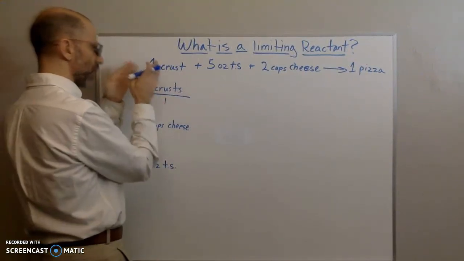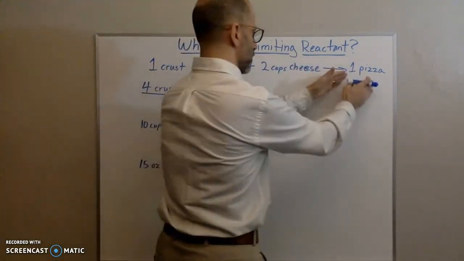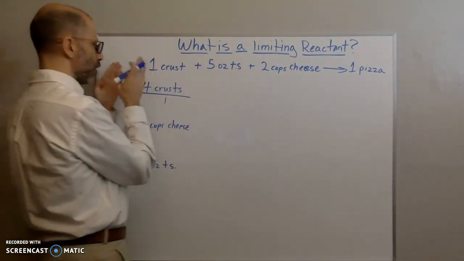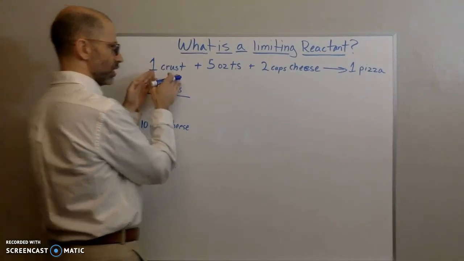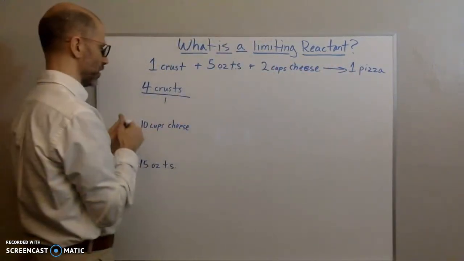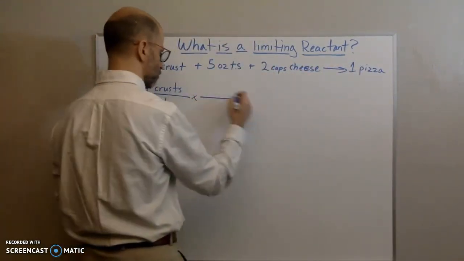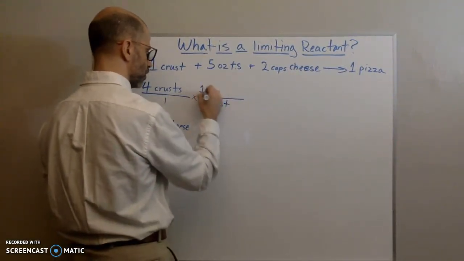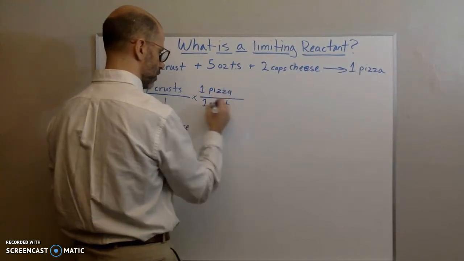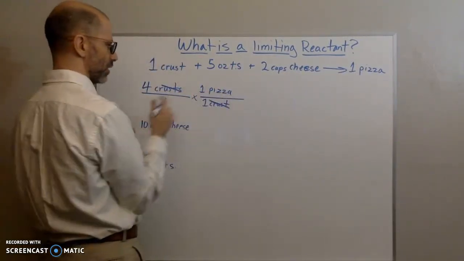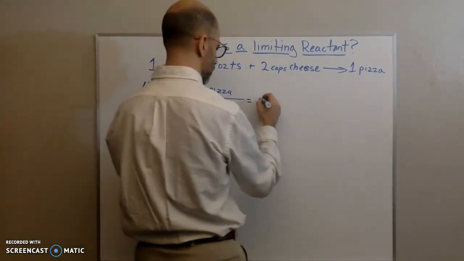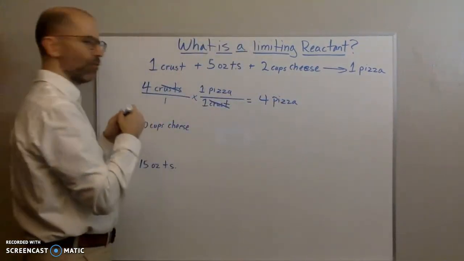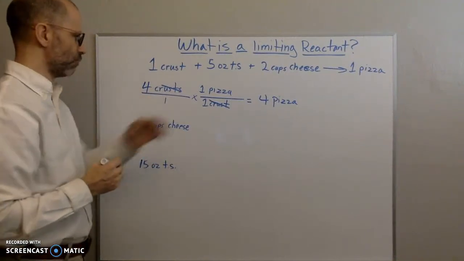So I'm going to compare the number of crusts to the number of pizzas in my recipe. From my recipe, 1 crust is going to give me 1 pizza. So it's a 1-to-1 ratio, and I can use that as a conversion factor. 1 crust to 1 pizza. So the crust is going to cancel out. Now I can calculate the pizza. 4 times 1 is going to give me 4 pizzas maximum, if I have everything else. If I have everything else, then I can make 4 pizzas.